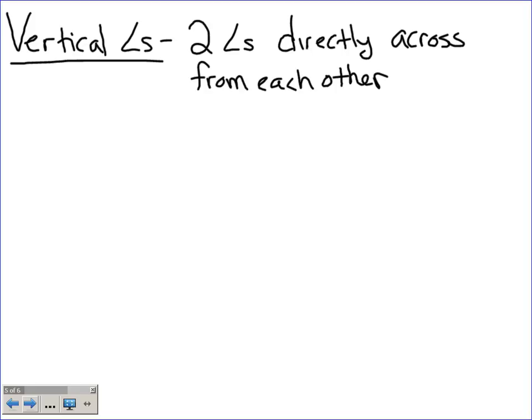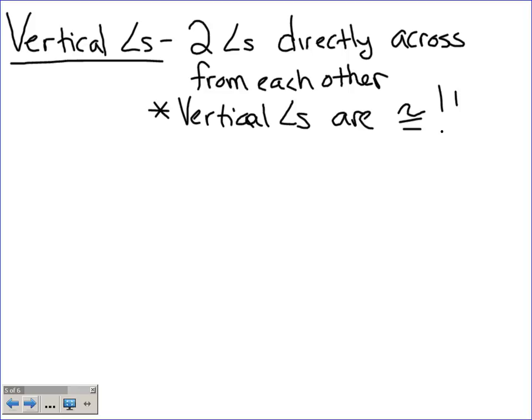And then this is the really important part that we're going to talk about tomorrow, and I'm going to write it out. Vertical angles are congruent. This is huge. You need to know that. Okay? Vertical angles are congruent. It's huge. First off, let's see what they look like though.